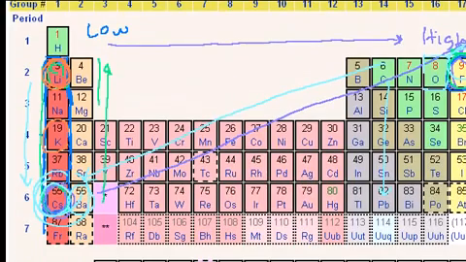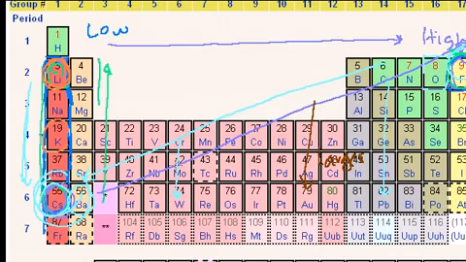And you could already imagine that as you go down any one group, the size of the atom increases. You're adding on more and more energy levels, more and more shells. The atom is just getting larger and larger. In fact, we've used that as an argument as to why, as you go down, ionization energy goes down or electronegativity goes down. So the atoms become larger as you go down.